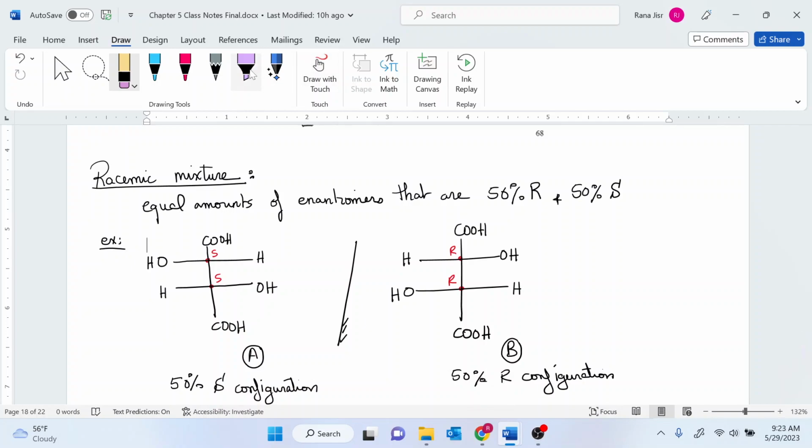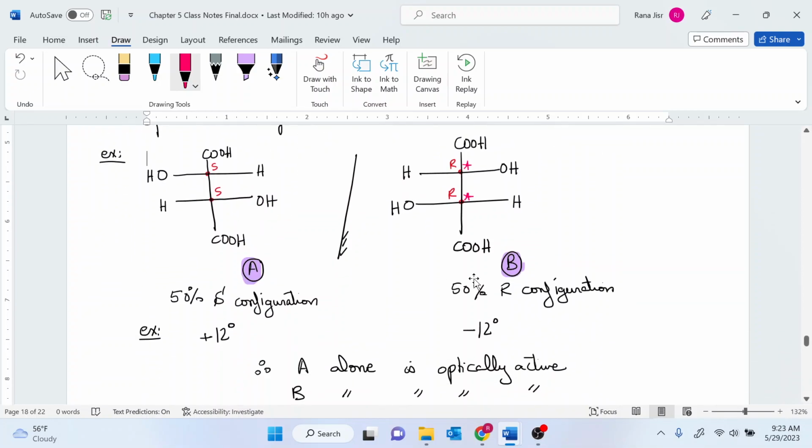Let's say we take molecule A and combine it with B. I'm not talking about A alone or B alone. A alone has a mirror image, which is B, so it is a pair of enantiomers. B has two chiral centers on the other end and has a mirror image, which is A. But if I take A and combine it with B, then my mixture will be 50% R, 50% S. And we call this a racemic mixture.